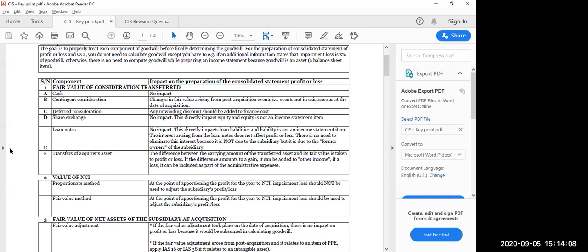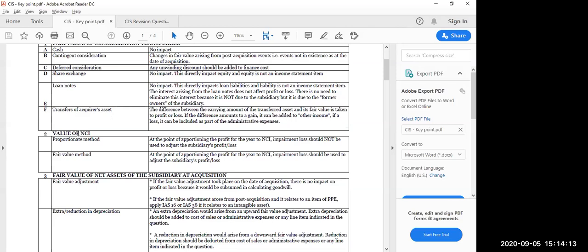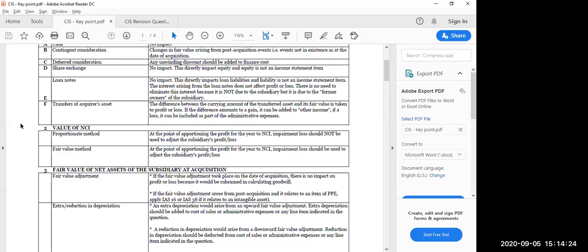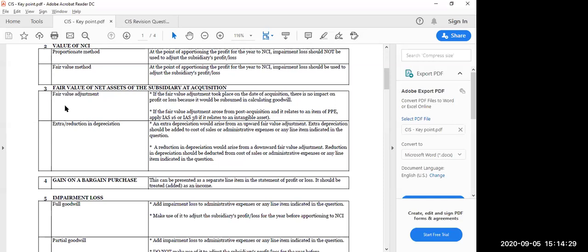The next ingredient is value of NCI. This comes in only at the point of apportioning profit or loss to NCI. So at this point, it is not yet useful. The last ingredient is fair value of net assets of the subsidiary at acquisition. We have looked at the fair value adjustment and we have seen that none of the fair value adjustments affect the profit or loss account, because each of those adjustments are balance sheet adjustments. We have also looked at the extra depreciation. We noted an extra depreciation of 1,000 as a result of adjusting the plant.